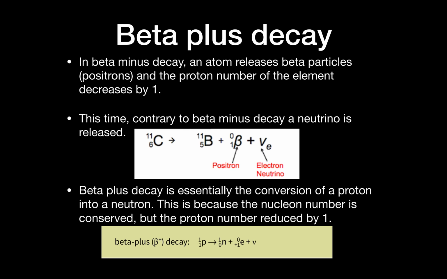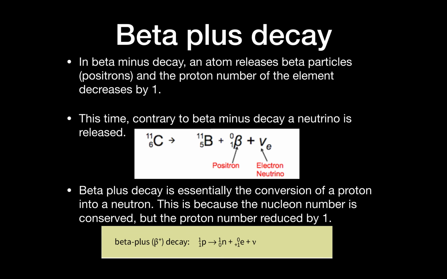So there we have a carbon atom on the left with 11 nucleons and 6 protons. This atom I do not believe exists. This is just for the sake of example. So there's 11 nucleons, 6 protons, releases a boron atom of 11 nucleons, 5 protons with the positron and the electron neutrino. Do note that both the nucleons are conserved and the protons are conserved on both sides. That means 11, 11, and 6 on the left and 5 plus 1 on the right.